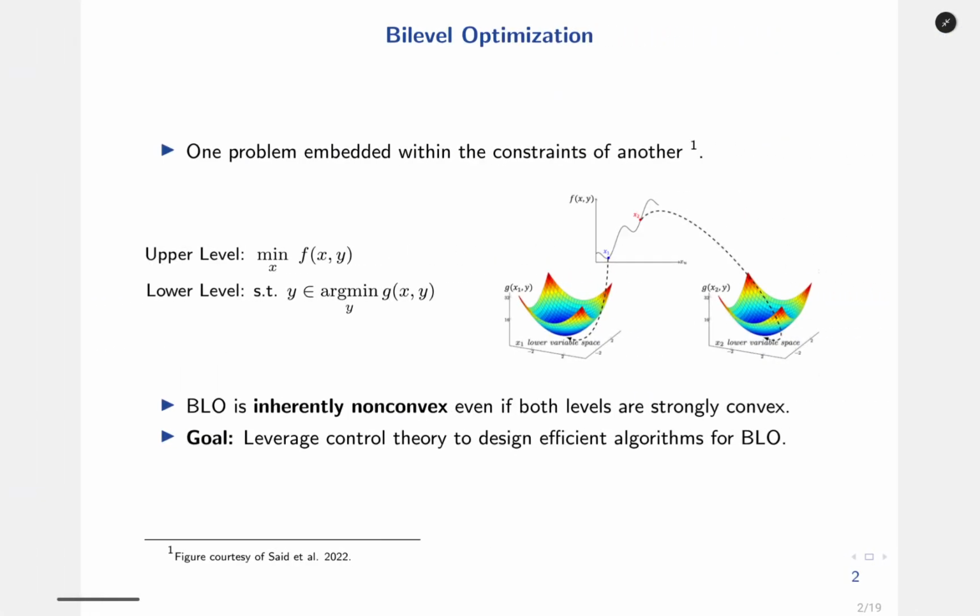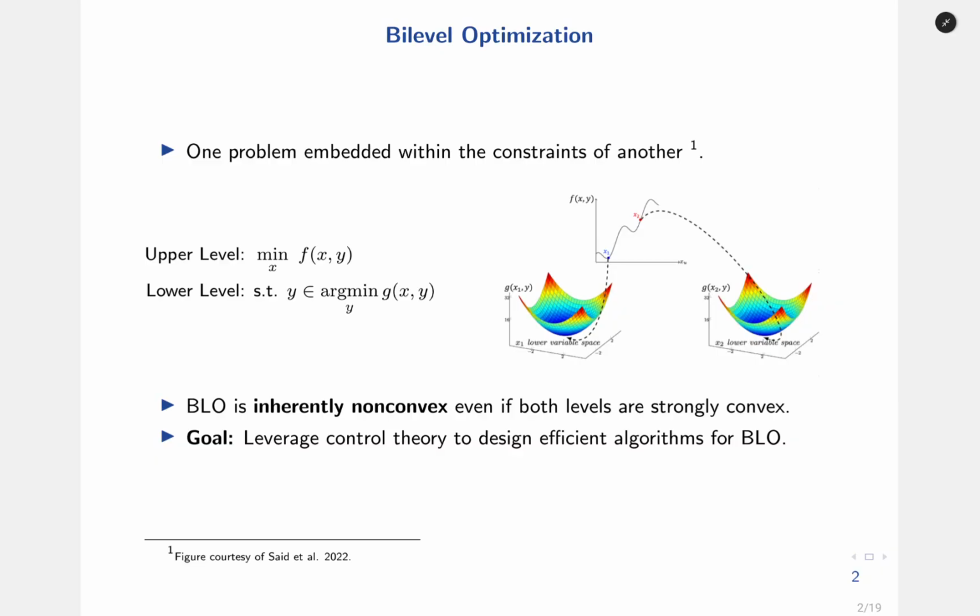A bilevel problem consists of one optimization problem embedded inside the constraints of another. The upper level problem chooses x to minimize an outer objective, but the variable y must come from solving a second optimization problem at the lower level. The diagram illustrates this hierarchical relationship. For each value of x chosen at the upper level, the lower level solves its own optimization problem and returns a corresponding y. This coupling between the two levels creates a highly nonlinear dependency.